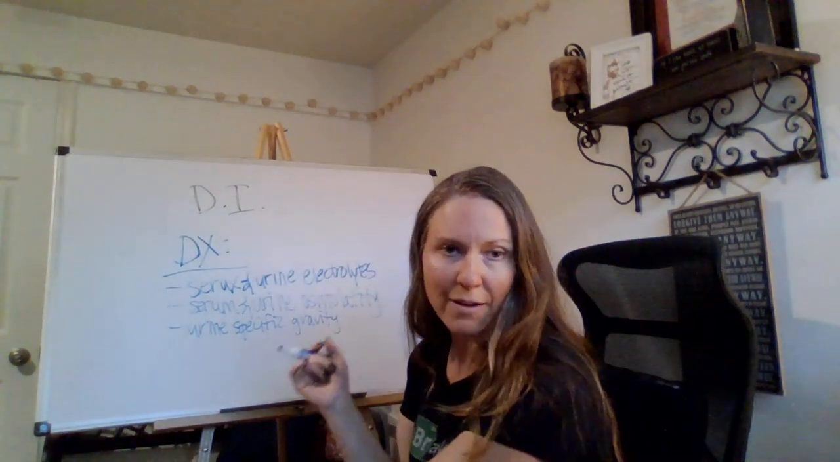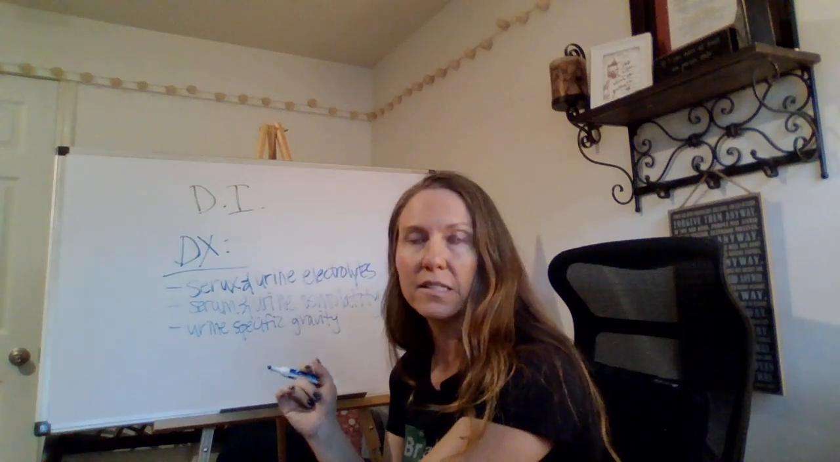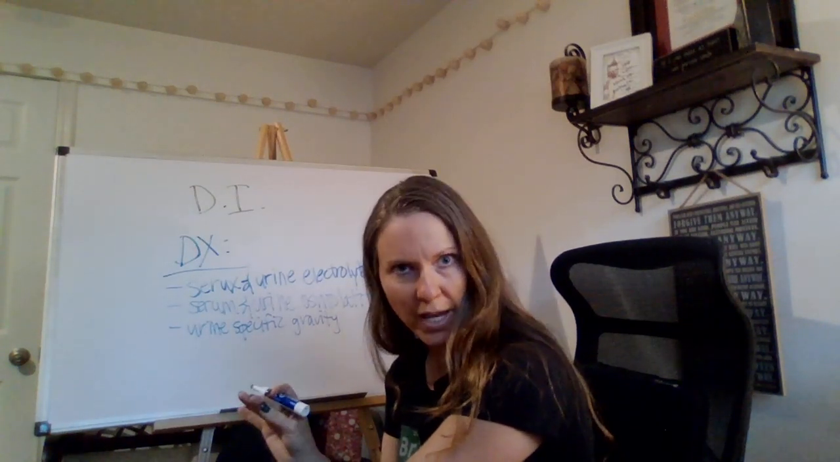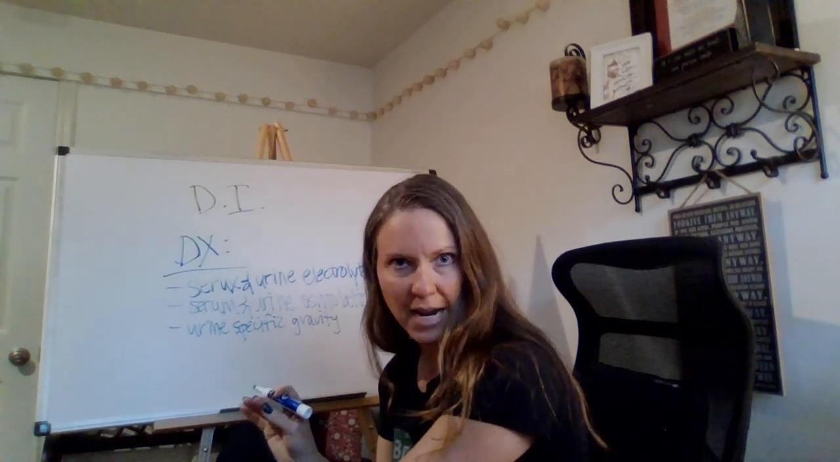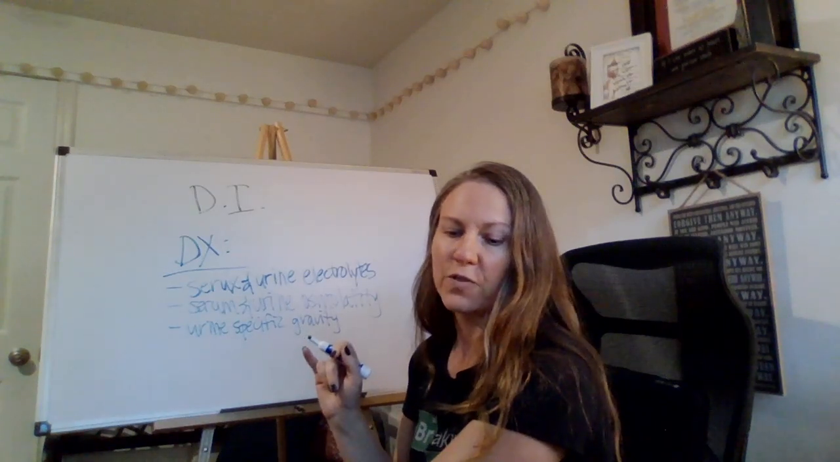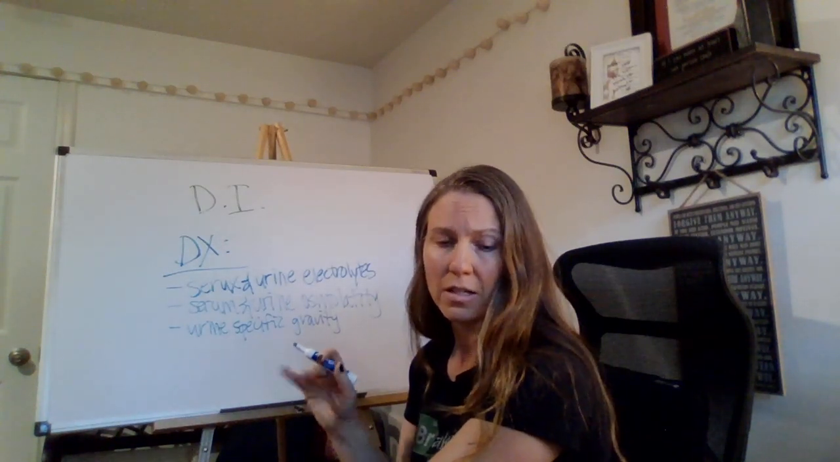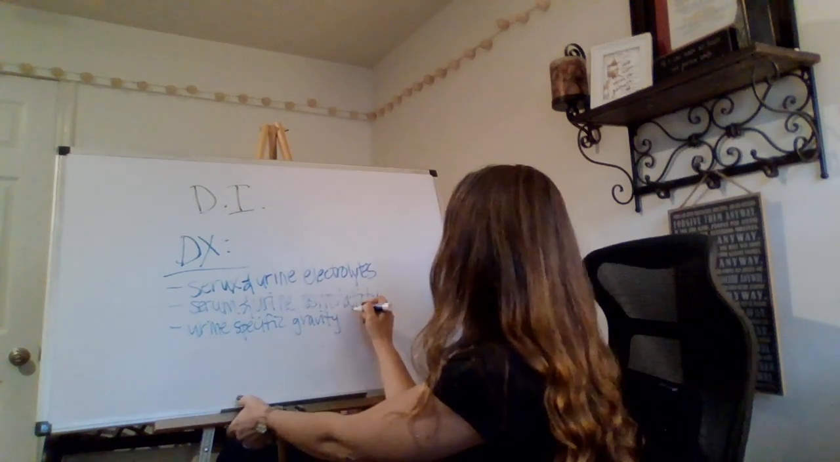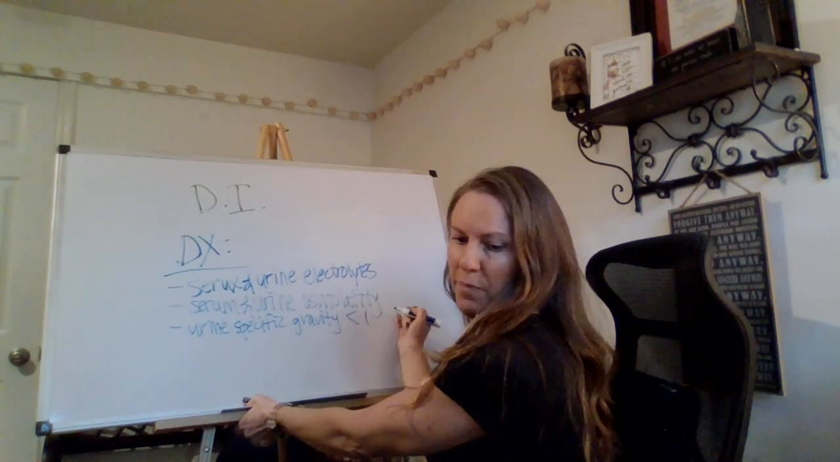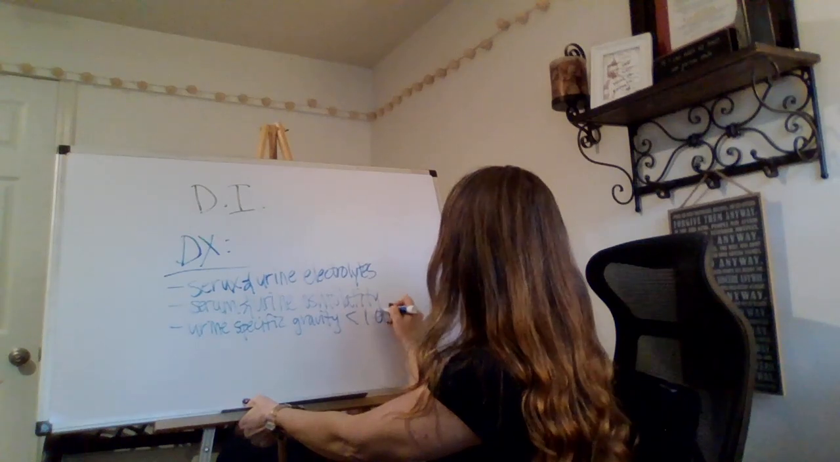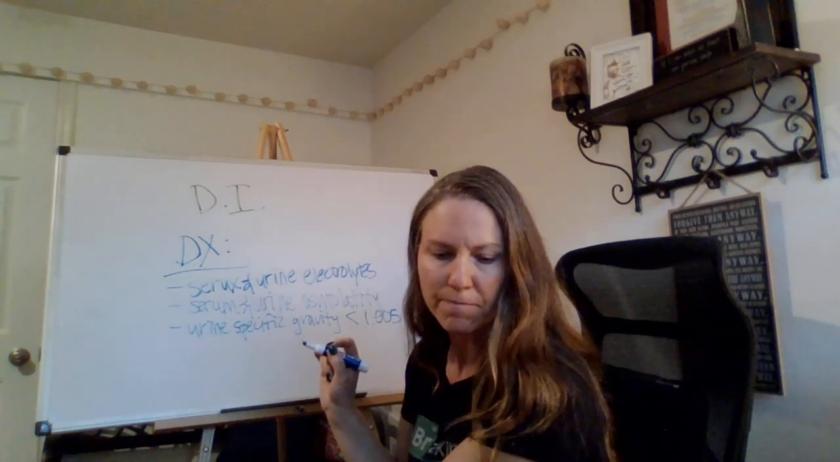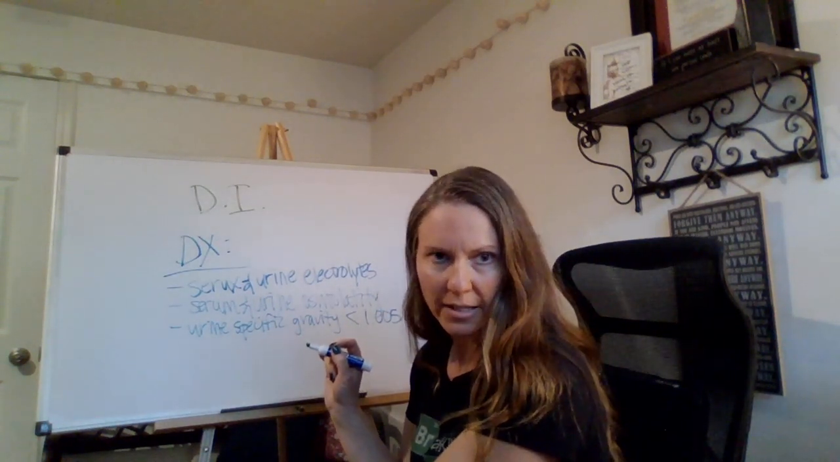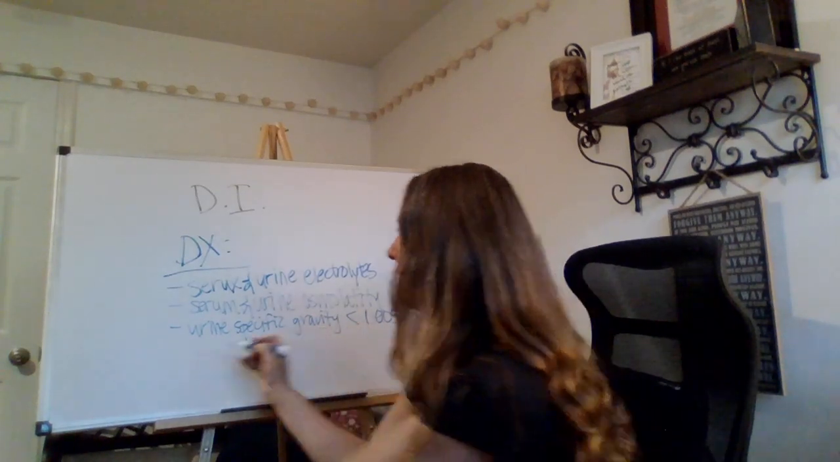Urine specific gravity is an excellent and accurate way of checking hydration status. So if it's very dilute, that's a great way of checking diabetes insipidus. So we're looking for anything that's less than 1.005. Okay.